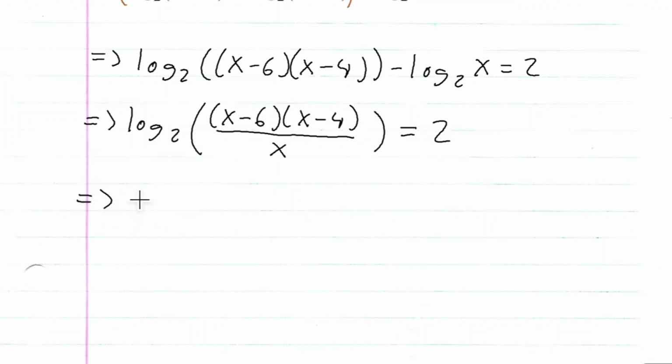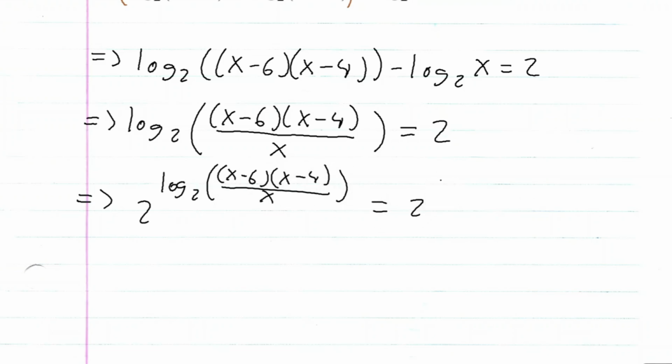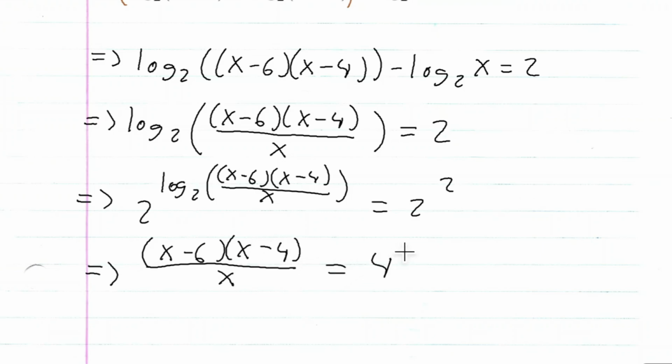Now, what I can do is I can put the base 2 on both sides. So this is the same thing as 2 raised to the log base 2 of (x minus 6) times (x minus 4) over x, is equal to 2 to the 2. Okay, so 2 to the log base 2 of this thing is just this thing. So we'll get (x minus 6) times (x minus 4) over x is equal to 4.